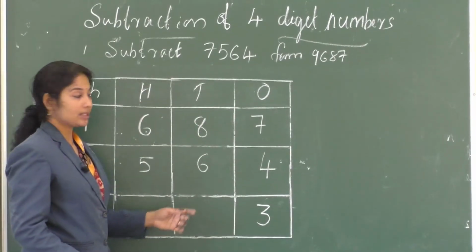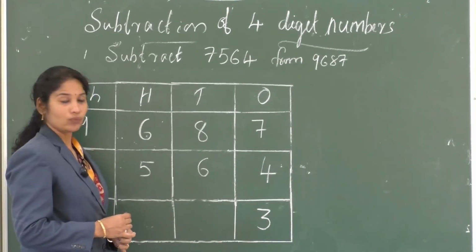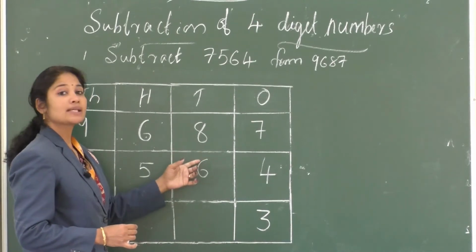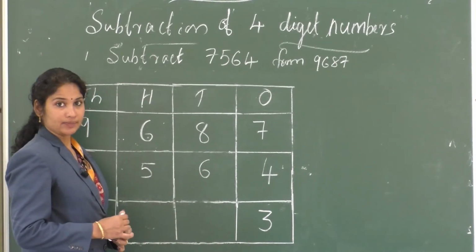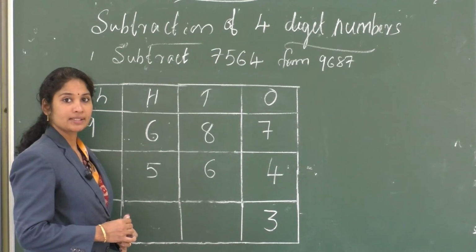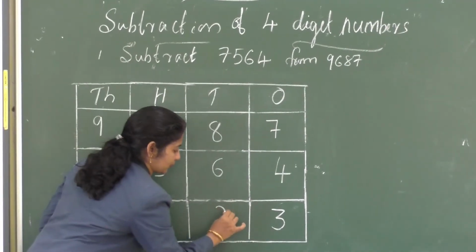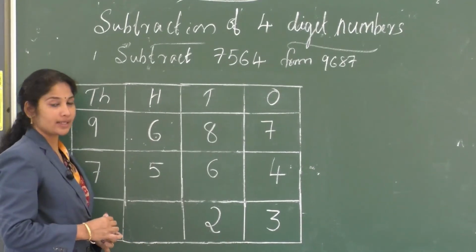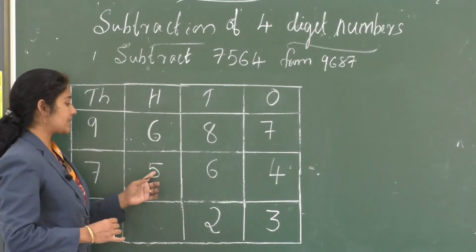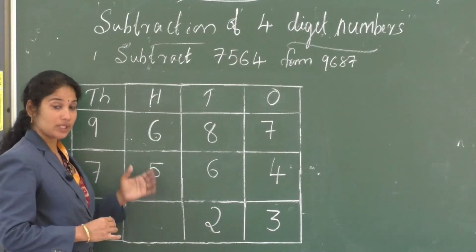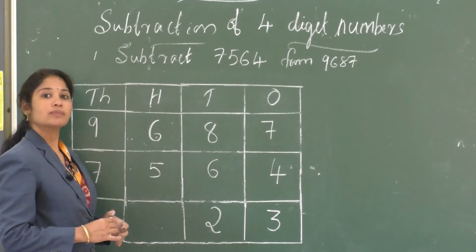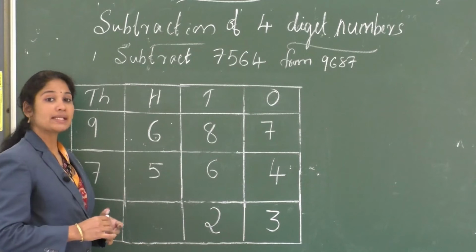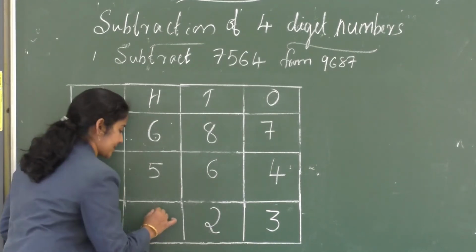Next we have to check tens place. We have to subtract 6 from 8. So 8 minus 6, 2. Next we have to check hundreds place. We have 6 and 5. We have to subtract 5 from 6. So 6 minus 5, yes, 1.